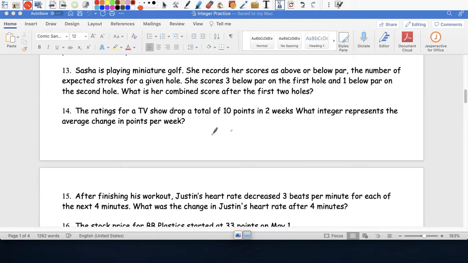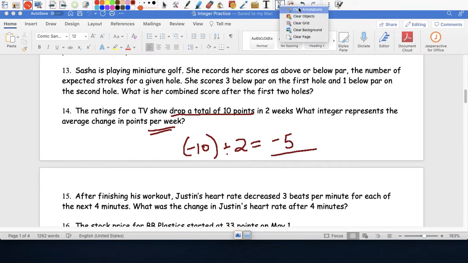14. The ratings for a TV show dropped a total of 10 points in 2 weeks. What integer represents the average change in points per week? Well, again, negative 10, right? Because that dropped over 2 weeks. So we want to see how much it drops per week. Well, divide that by 2. It means it dropped negative 5 points per week.